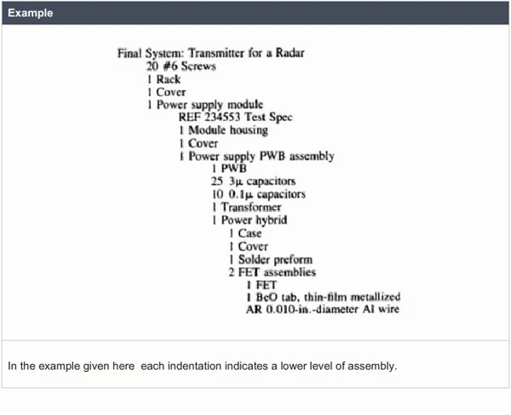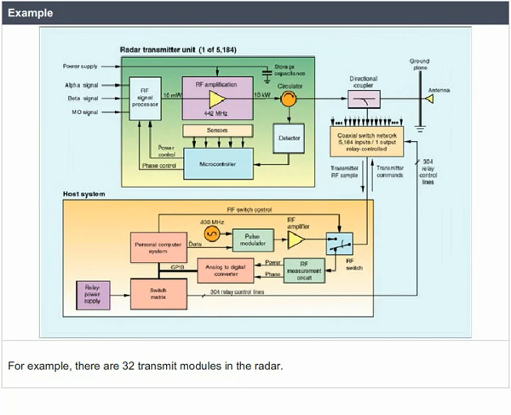In the example given here, each indentation indicates a lower level of assembly. The quantities given are for one assembly only. For example, there are 32 transmit modules in the radar. Each transmitter module has one module housing, one cover, one PWB assembly, and so on.